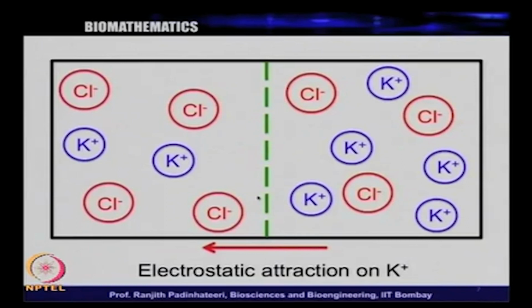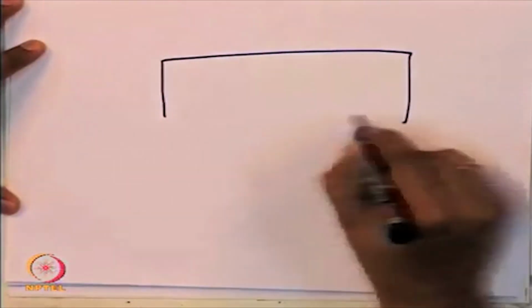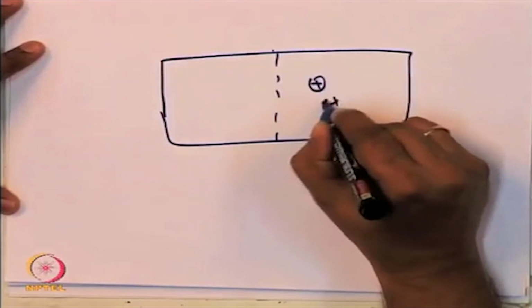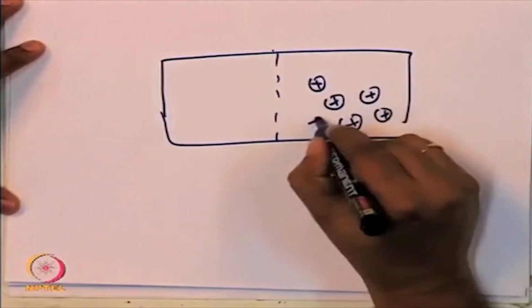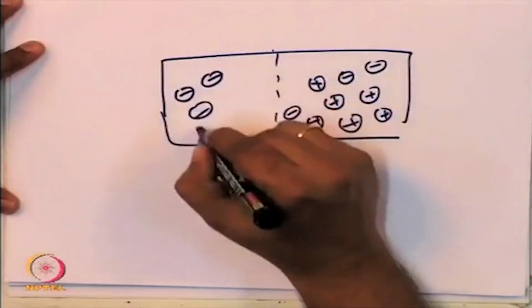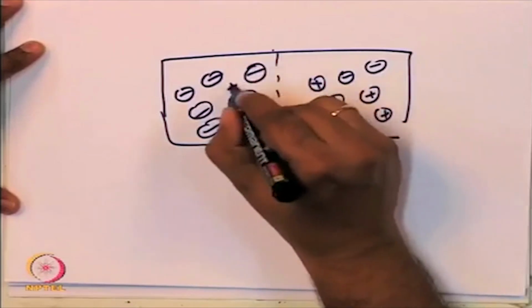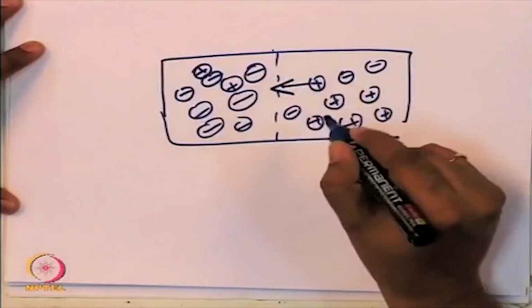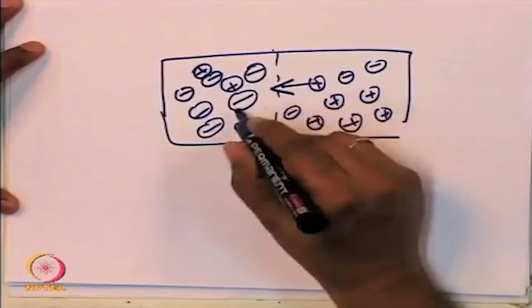So, now how much is this electrostatic attraction? How much will be the flow of K plus in this direction due to the electrostatic attraction? So, let us see how much that will be. What we have now is more positive ions here and a few negative ions only, and more negative ions here and only a few positive ions. So, this positive ion will be feeling an electrostatic force, and there will be a flow.